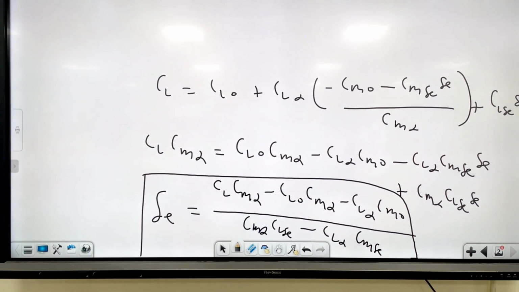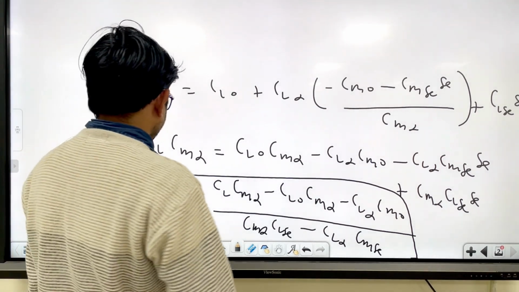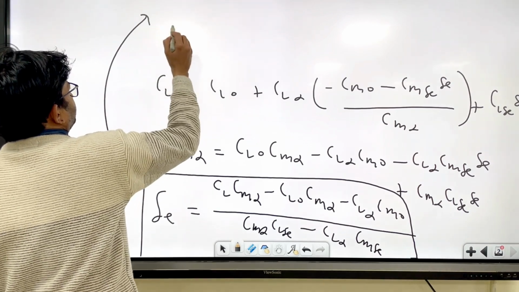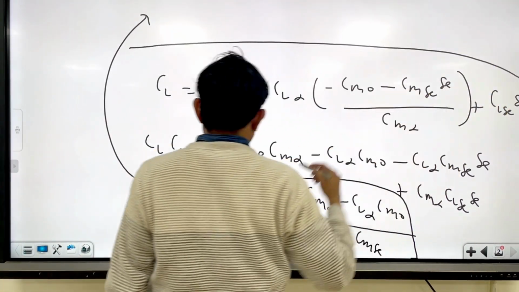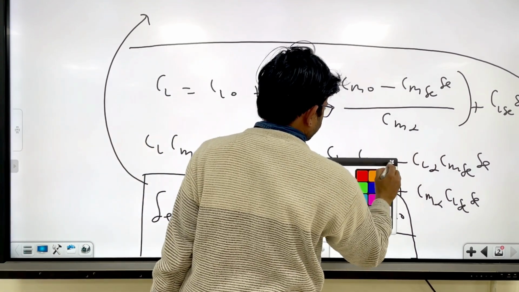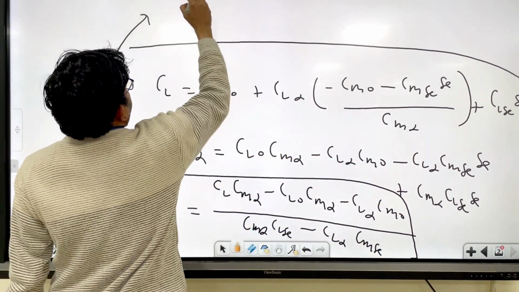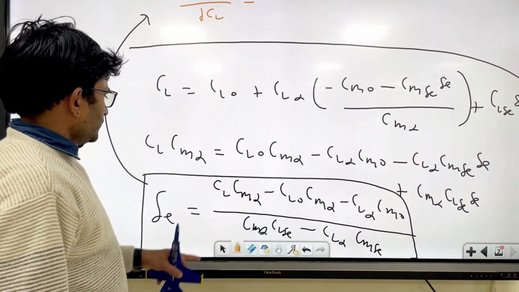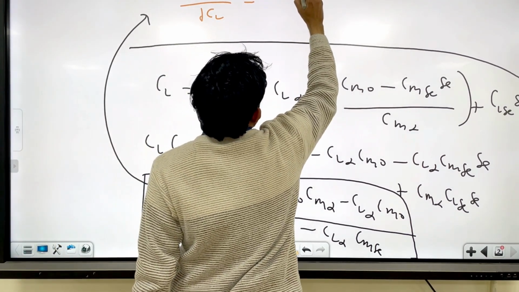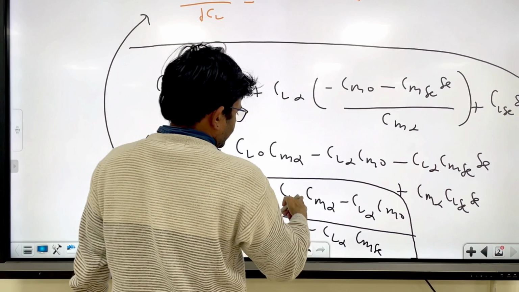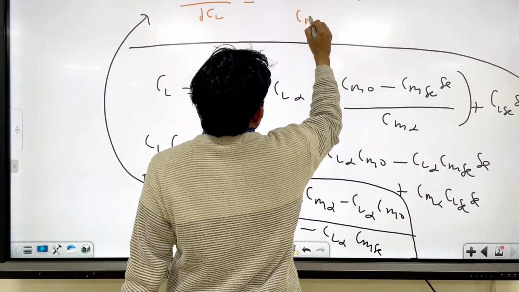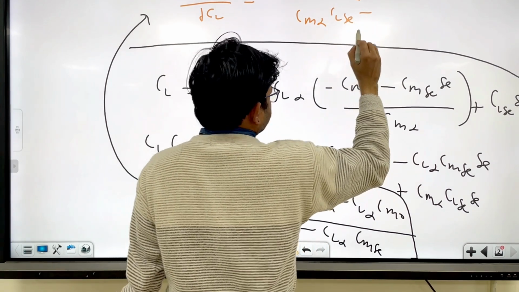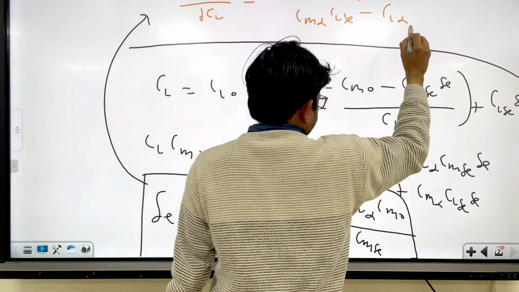Now differentiate this delta E with respect to Cl. I will use a different color. What you will get is dou delta E by dou Cl. So this will be Cm alpha, the other terms will be 0, divided by Cm alpha Cl delta E minus Cl alpha Cm delta E.